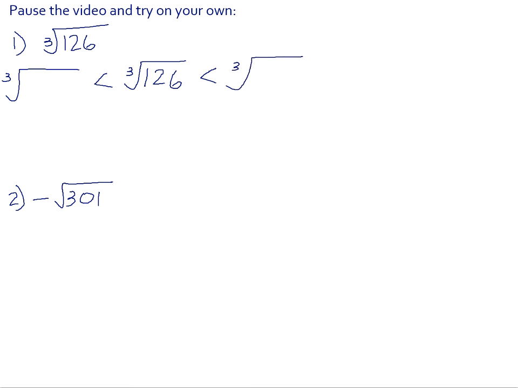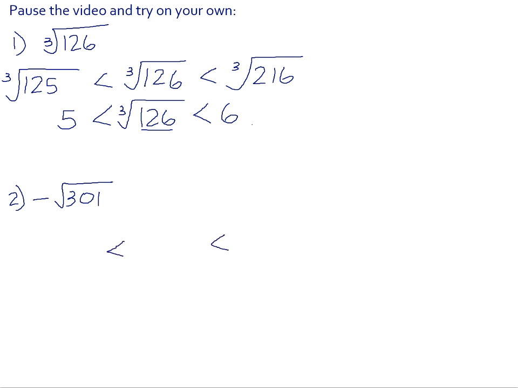And on the previous slide, we made a list of our cubes, and we saw that 5 cubed was 125, so that's just less than 126, and the next one will be 6 cubed, which is 216. So the cube root of 126 will lie in between 5 and 6. And you can see that it's going to be very close to 5, because 126 is only slightly bigger than 125. Number two, the negative square root of 301.